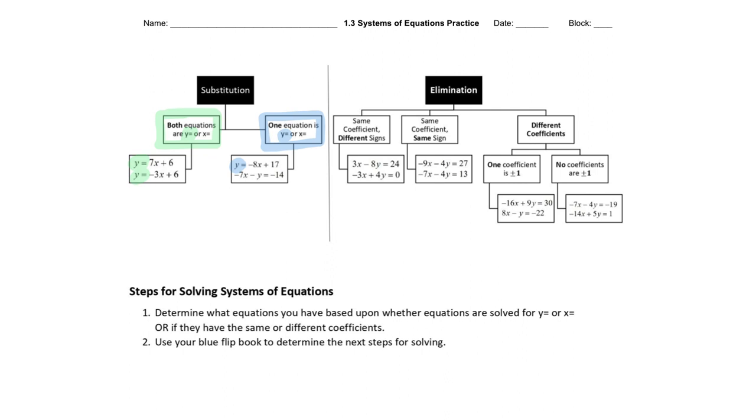For elimination, we first want to check and see if we have the same coefficient with different signs. We see that here with our x's. If we don't have same coefficient, different signs, then what we're looking for is same coefficient, same sign. I see this here with the y's. If neither of those is true, then I'm going to be dealing with a situation where I have different coefficients. The easier way to do this is to look for the coefficient that has a 1 in it, like when I look at these y's.